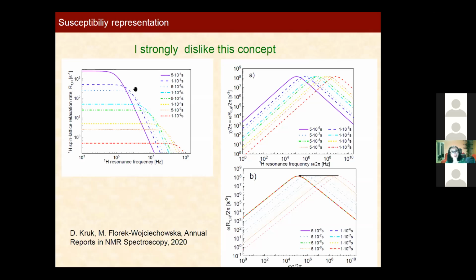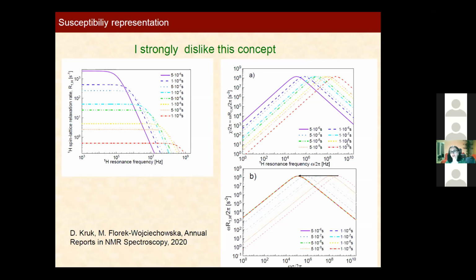So, how is this done? We have the relaxation curves. They are just simulated curves. And we multiply each of the curves by the resonance frequency. So, on the x-axis, I keep the resonance frequency. On the y-axis, I have the relaxation rate times the resonance frequency. So I get things like that.